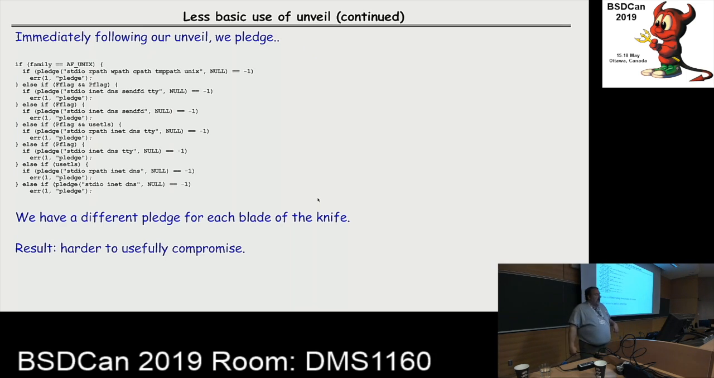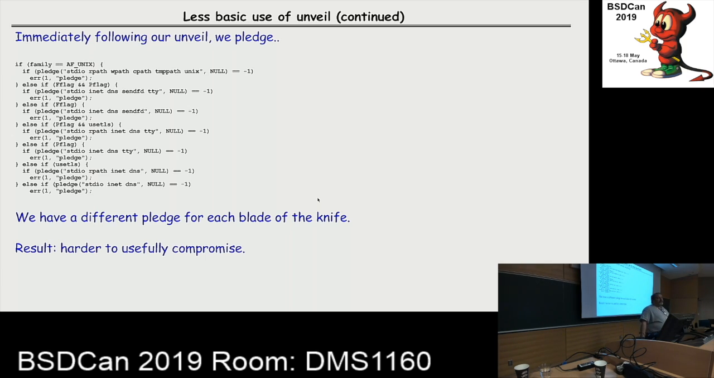And just as an aside, but related, immediately following our going through and figuring out which of the dozens of modes we're using in Netcat, and unveiling appropriately, immediately after that we go through and, oh, if it's this mode, pledge this way. If it's this mode, pledge this way. And so there's also a different pledge for each blade of the knife.